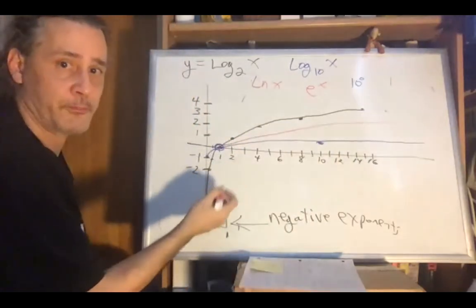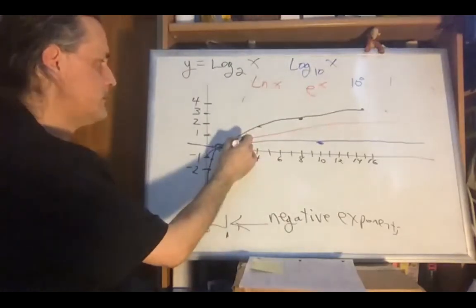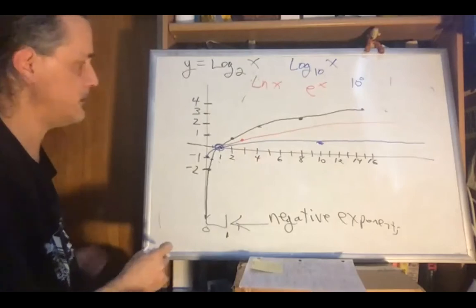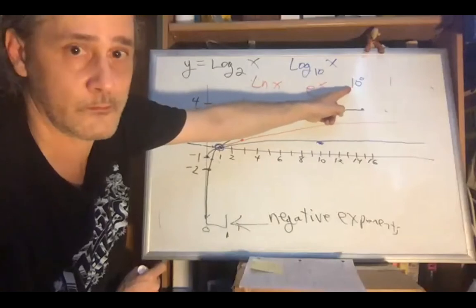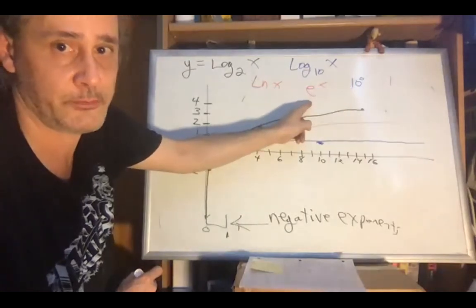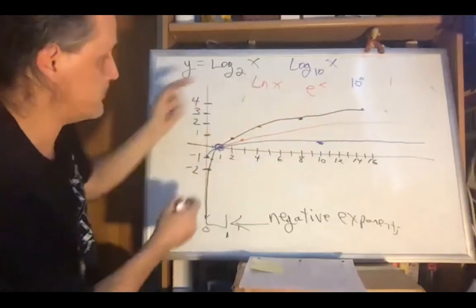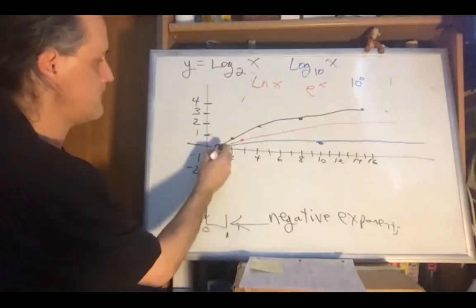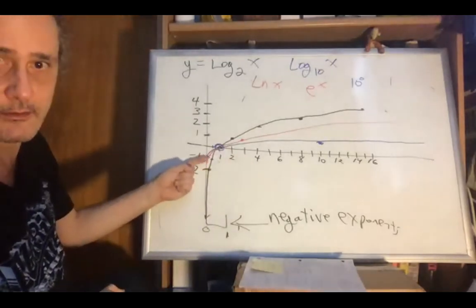All right, and e to the first power would be 2.7 something. So that would be right about here. Okay, and then again, e is less than 10. So the reciprocal of 10 is smaller than the reciprocal of e, and the reciprocal of e is smaller than the reciprocal of 2. So e would be in between these two. So if we did the ln graph, it would be in between the 2 and the 10.